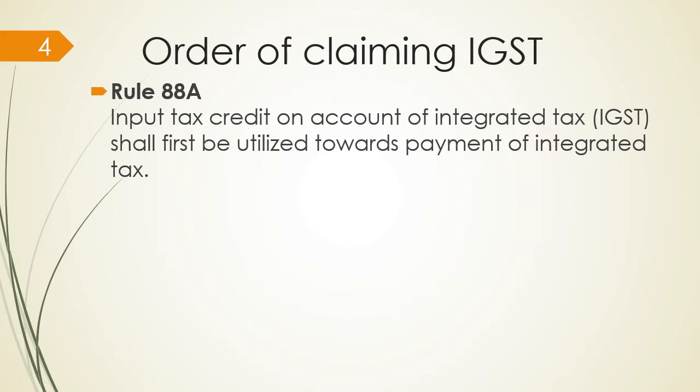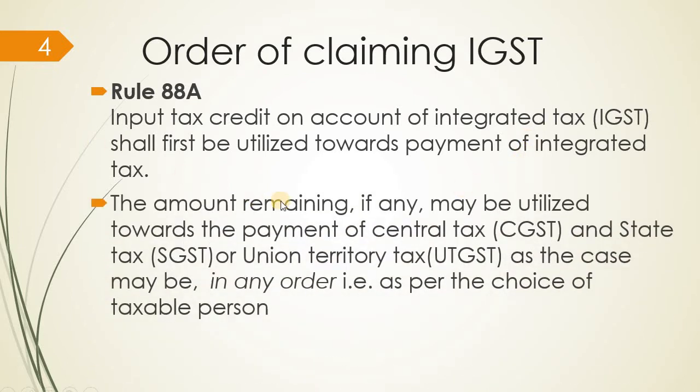So input tax credit on account of integrated tax, that is IGST, shall first be utilized towards the payment of integrated tax. So very clear through Rule 80 80A. So whatever the IGST credit we have, in the sense balance credit, it should be utilized first to pay off IGST only. For example, if you have a credit of IGST 500 and you have to pay another 1000 as IGST liability, first that liability has to be written off. So first it has to be used for the payment of IGST itself, and then the amount remaining, if any, may be utilized towards the payment of CGST.